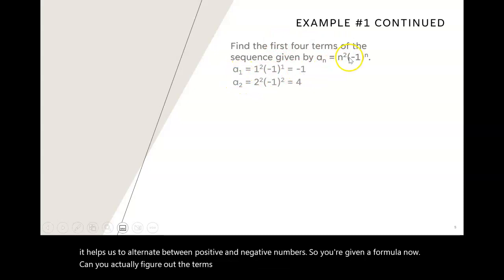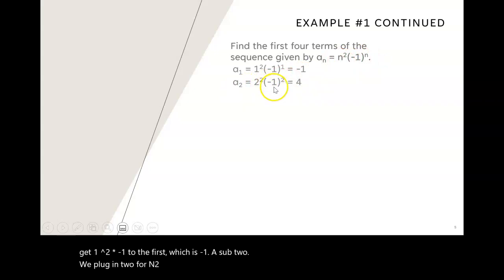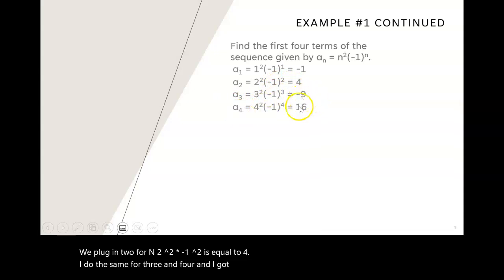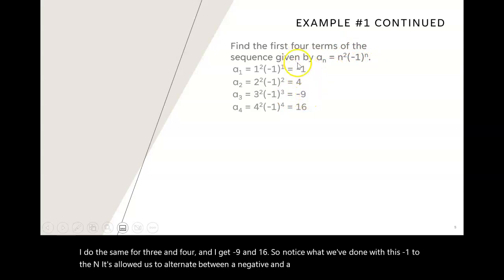Well, a sub 1, we plug in 1 for n, the first term, and we get 1 squared times negative 1 to the first, which is negative 1. A sub 2, we plug in 2 for n, 2 squared times negative 1 squared is equal to 4. I do the same for 3 and 4, and I get negative 9 and 16. So notice what we've done with this negative 1 to the n, it's allowed us to alternate between a negative and a positive number. And we're doing so with all of our squared numbers here.